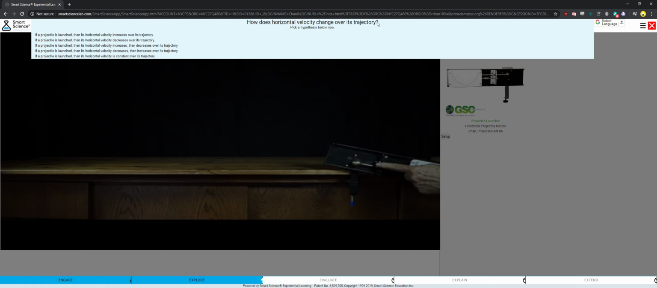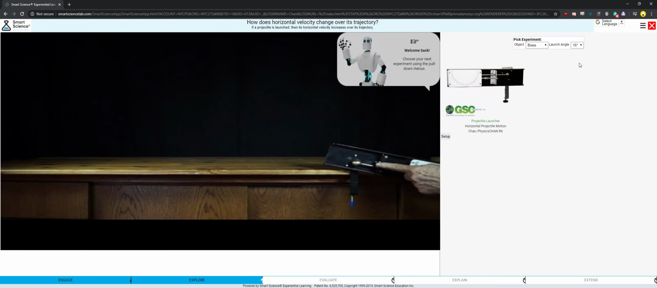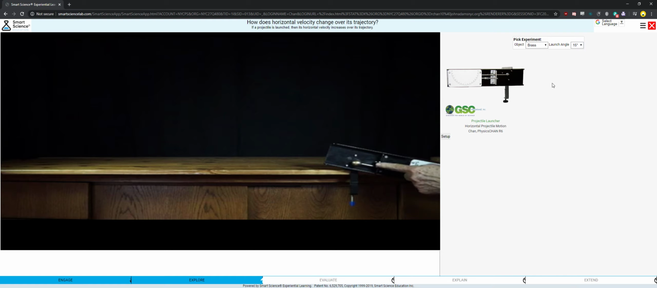And the next part requires you to choose a hypothesis. And the problem question is, how does the horizontal velocity change over its trajectory? And so you're going to choose one of these hypotheses. So let's just choose the first one. It doesn't matter if your hypothesis is correct, right? It doesn't matter. It's a hypothesis. But I still want you to choose it carefully. I want you to read through it all.